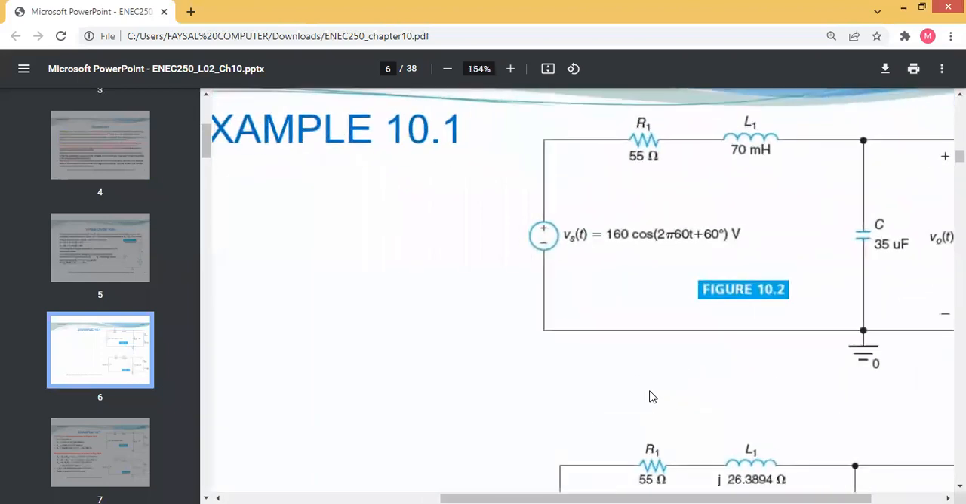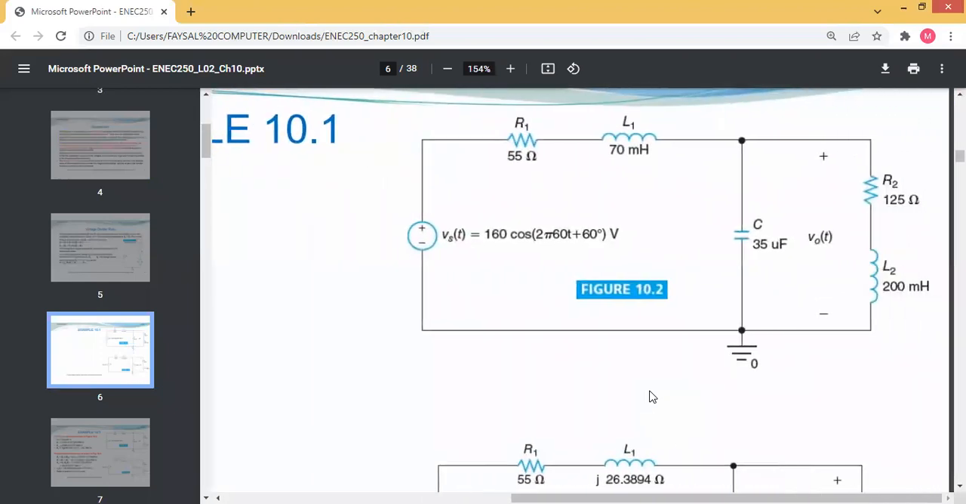This is the circuit which is given to us. There is a resistor R1, this one, with 55 ohm. Then an inductor having 70 millihenry. Then this is the Vs, that is the source voltage transformed with respect to time. And then there's another capacitor having 35 microfarad. Then there's a voltage source V naught T. Then there is a resistor R2 and L2. This is about the figure 10.2.